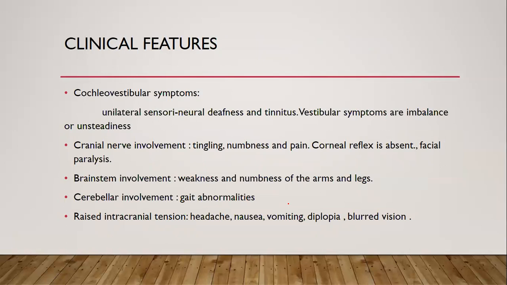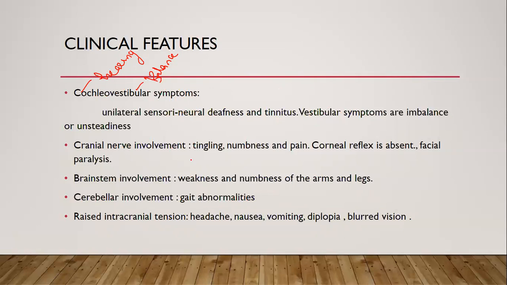So it can extend to the remaining nerves, and the patient will exhibit the manifestations according to the particular nerve involvement. So the cochlear-vestibular symptoms will be seen as unilateral sensory neural deafness and tinnitus. Cochlear is mainly responsible for hearing, and the vestibular system is responsible for keeping the balance. So if the patient is affected in the cochlear vestibular system, that will be manifested in the form of sensory neural deafness and vestibular symptoms like imbalance or unsteadiness. Patient cannot maintain a normal balance.